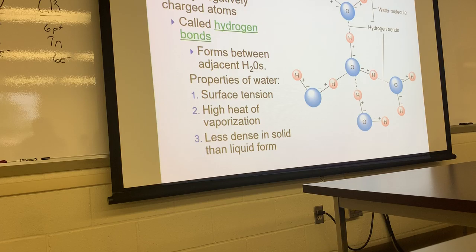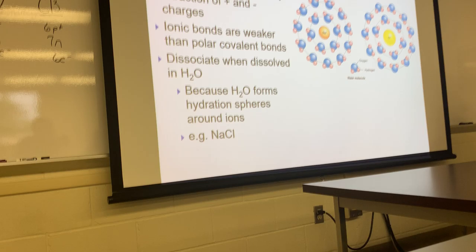What does water do with an ionic compound? Let's talk about it. Forms what? Hydration spheres. That's good, yes. It does form hydration spheres. When it forms hydration spheres, what's it going to do to the hydrogen bonds? Is it going to increase the number of them or decrease? There's just two choices. You can choose one, and if you're wrong, I'll just say or, and then you choose the right one. That's how it works.